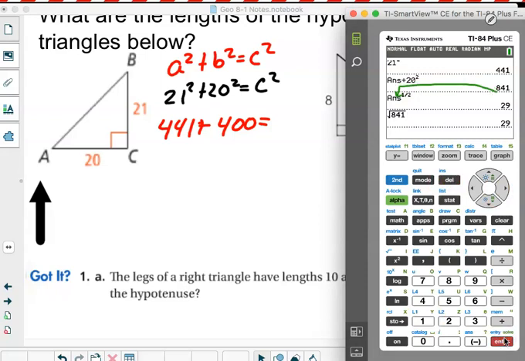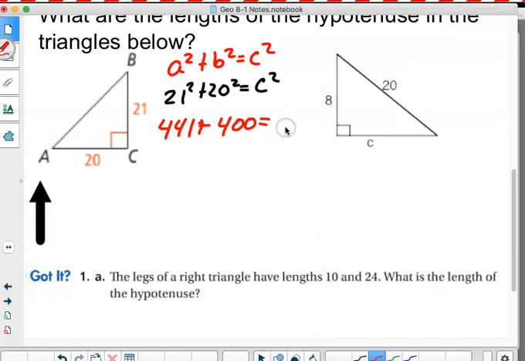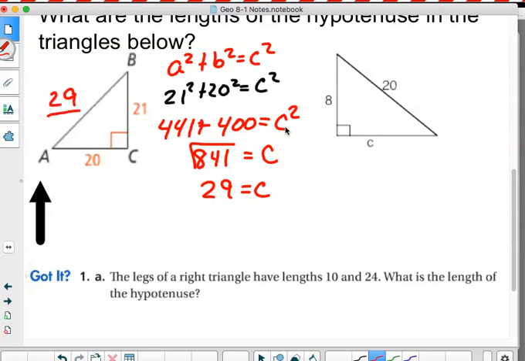So as I continue on, I have c squared equals 841, and this is how you show your work, and that'll be 29. So this is 29 units, whatever that would be. It is now your turn to show your work the same way as I just did. So over here, get after it.